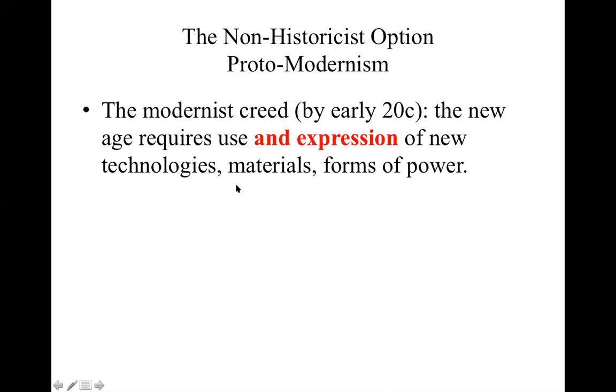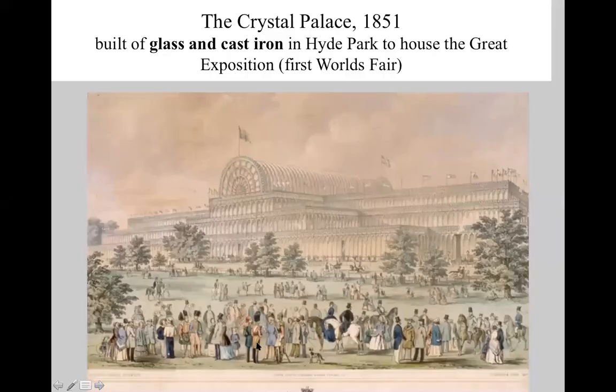So the expression of new technologies, new materials, forms of power, the great building that you should all remember is the Crystal Palace of 1851, which was built to house the Great Exposition, which was essentially the first World's Fair. Goods from all over the world were displayed here in this enormous building built of glass and cast iron. You can see here from the exterior, enormous structure. And huge crowds came, as you can see in the image, extremely popular.